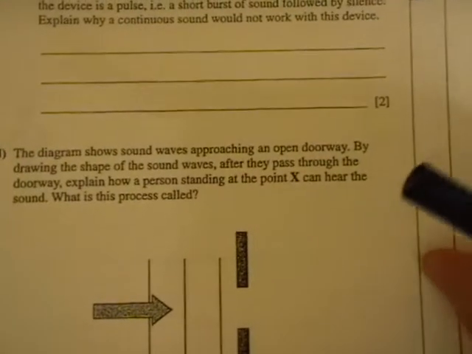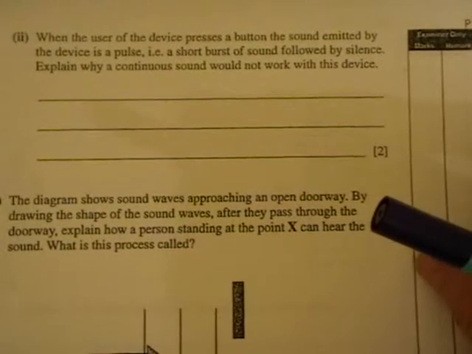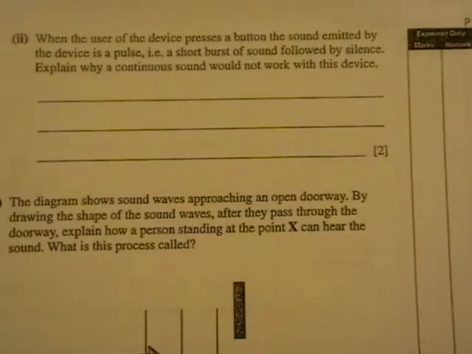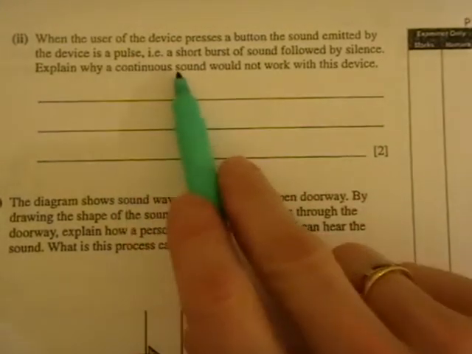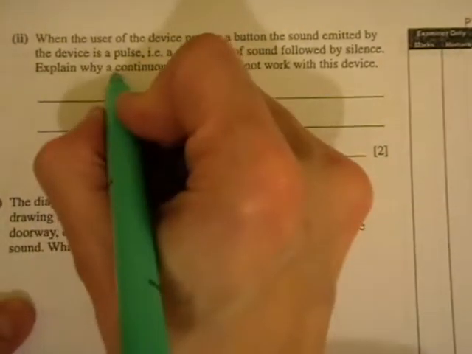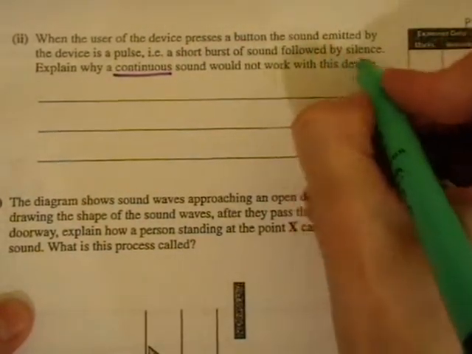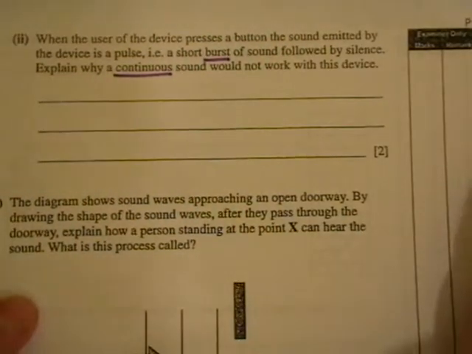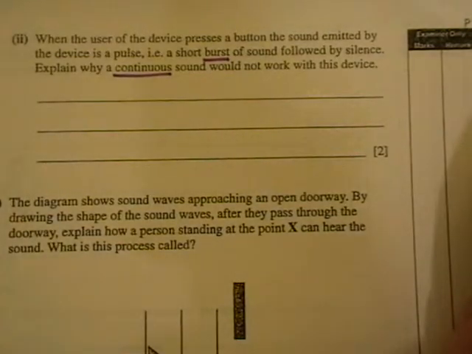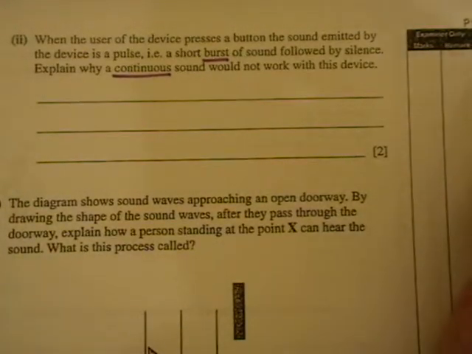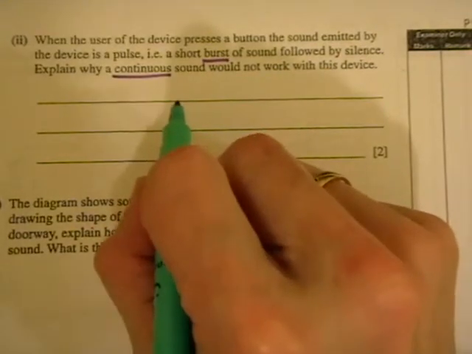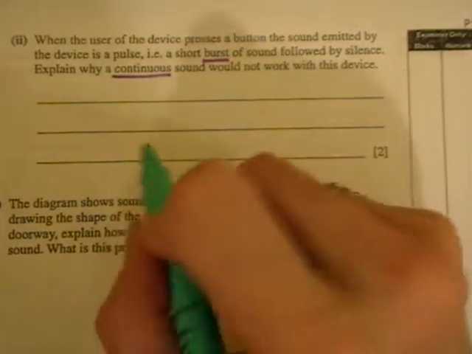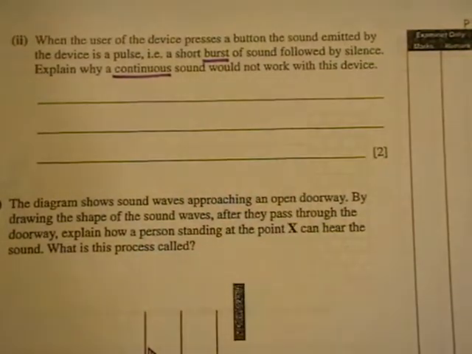When the user of the device presses a button, the sound emitted by the device is a pulse, i.e. a short burst of sound followed by silence. Explain why a continuous sound wouldn't work. So we want this short burst of sound followed by a silence. So you have to think of a good reason why. Now obviously if it was a continuous sound, the device would have lots of trouble picking up when the sound it sent out to test the length of the room returned to it. And so you need to have something like that as your answer.